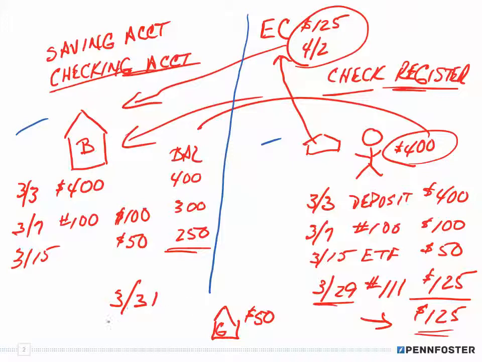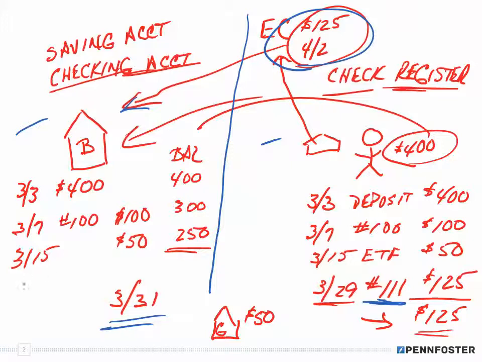On 3/31, the bank is going to mail you a statement, or it's going to be available online. And what you're going to do is look at that bank statement and ask what is on the bank statement that is not in my check register, and what is in my check register that is not on the bank statement. So when we look at this, it's obvious that check number 111 has not made it to the bank yet. So we have to take that into account.